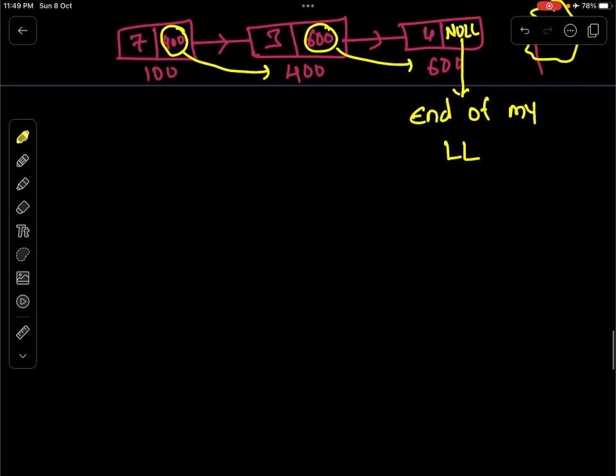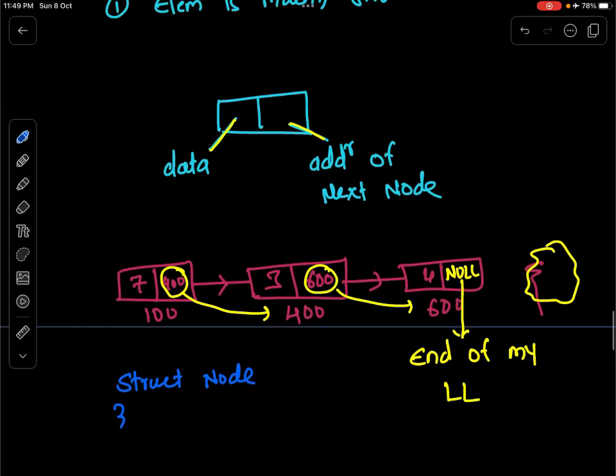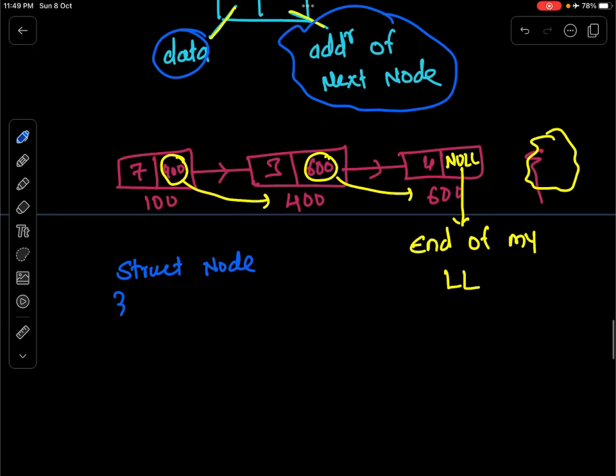Now let's check how to declare this. Now I will be using a struct data structure, that is called a structure, and I will be calling it node. Now what are the two parts present in my node? As I told you, one part is data and the second part is address. Okay, I have declared integer data. Now I need to store the address. For this I will call it next.